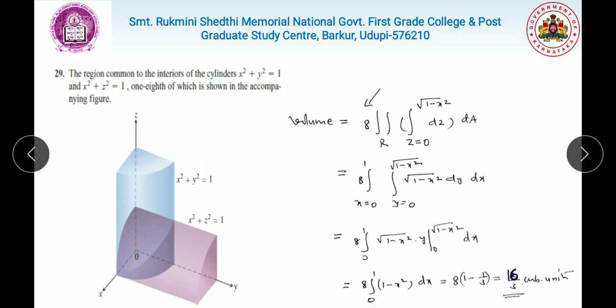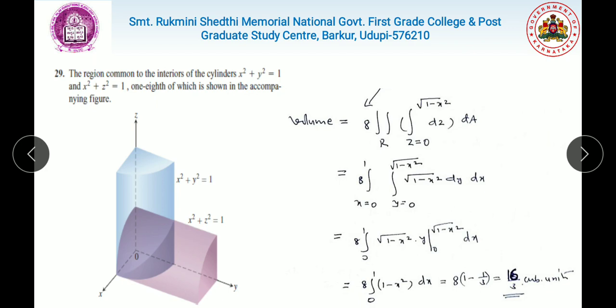So again you project it on the xy plane and fix a point on the projection. See the variation in z. z varies from lower limit, that is 0, to the upper limit. The upper limit is the surface of the horizontal cylinder. So solve for z. z gives plus square root of 1 minus x square, because z is positive here. Then integrate with respect to z. Integration of 1 is z. So put the limit. It is upper limit minus lower limit. The lower limit is 0, so it is just the upper limit.